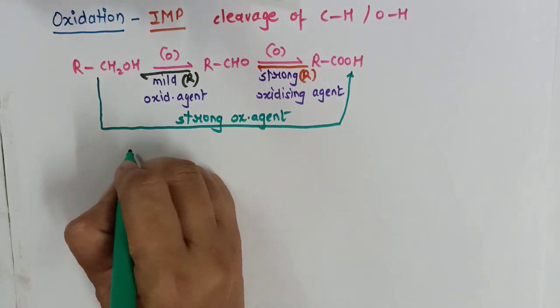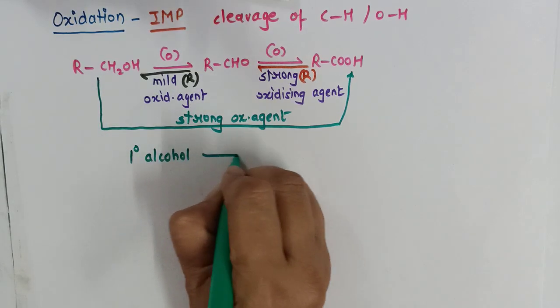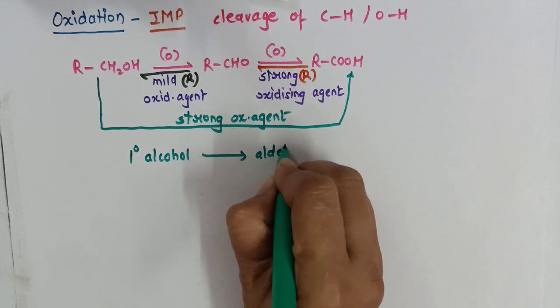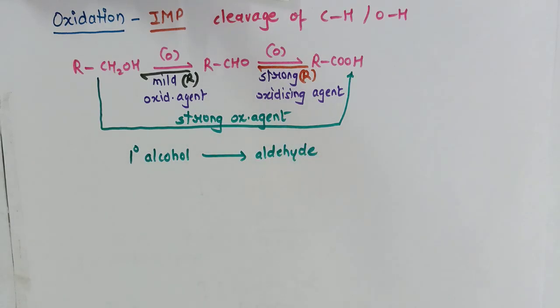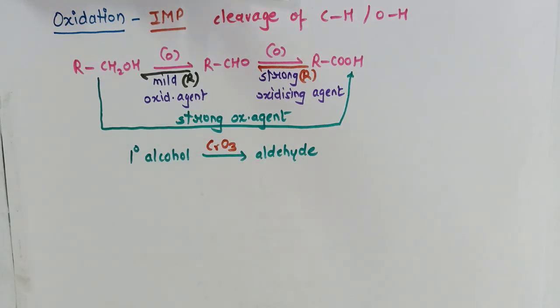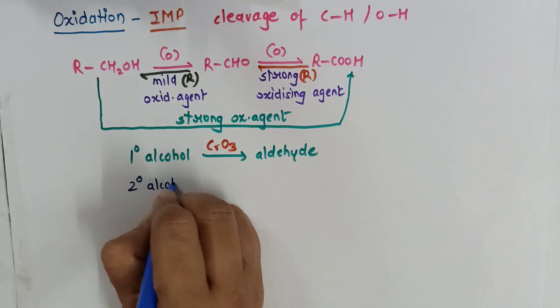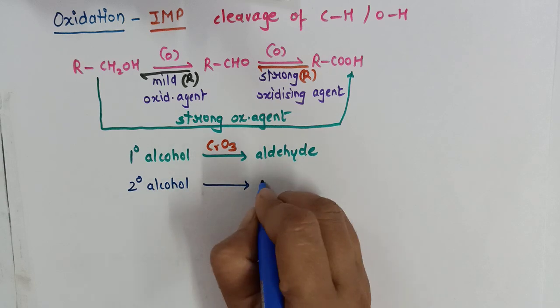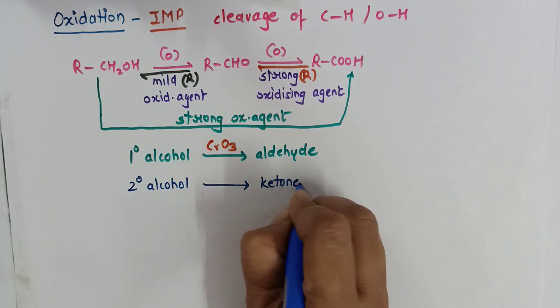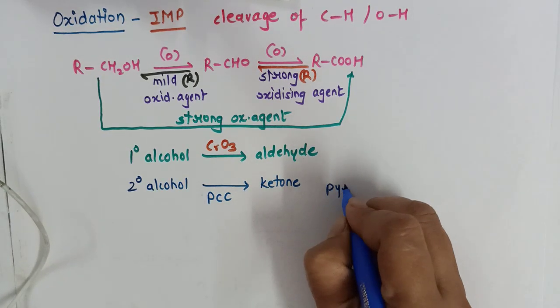Suppose I have taken a 1 degree alcohol. I can convert it to aldehyde by using a mild oxidizing agent like CrO3. But on the other hand, if I have a 2 degree alcohol, on oxidation it gives us ketone. The oxidation will be carried out by using PCC, pyridinium chlorochromate.